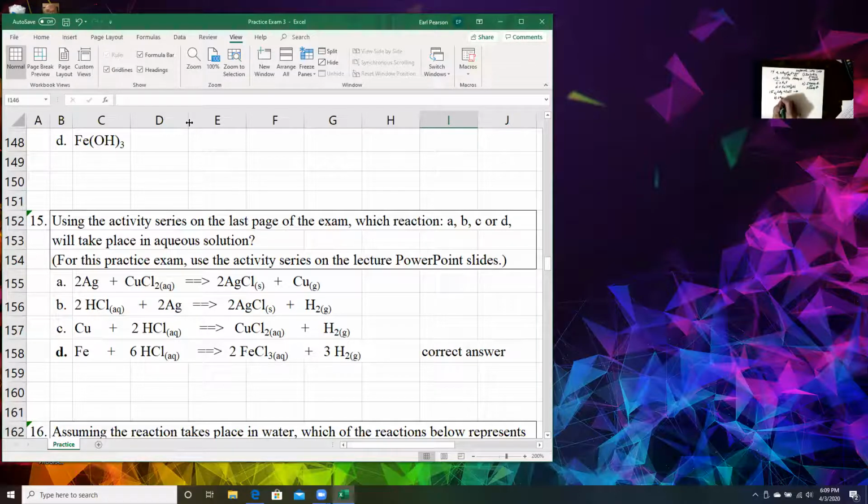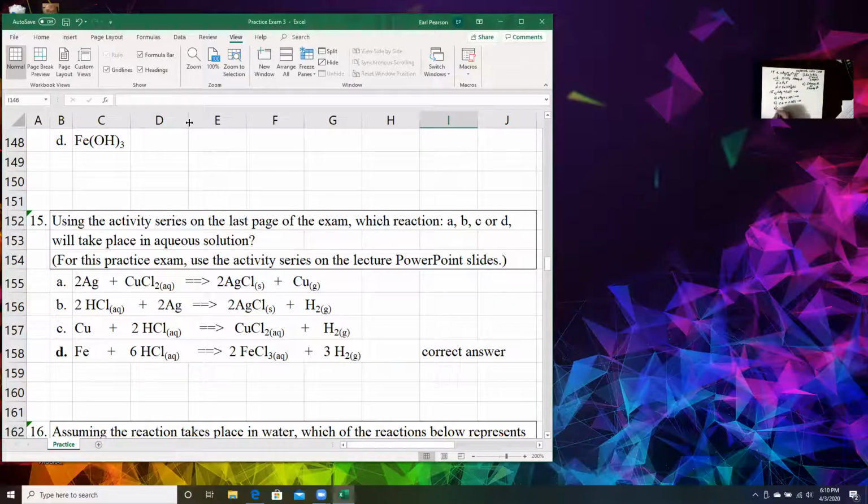2Ag plus 2HCl. I just changed the order to make it easier for us to use the table. Is going to product. And again, what's going to happen is silver going in, hydrogen coming out. Let's see if that would happen. C is copper reacting with 2HCl to form copper chloride plus hydrogen gas. But the important thing, can copper push hydrogen out?